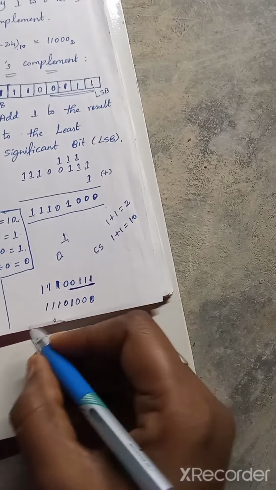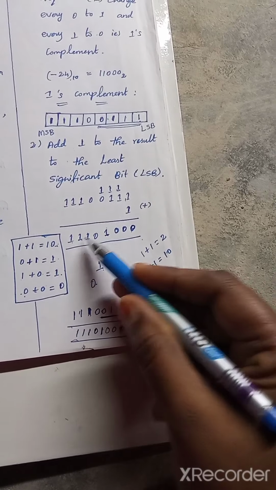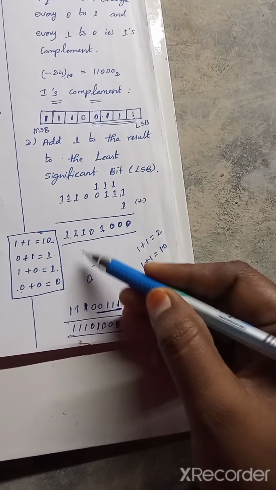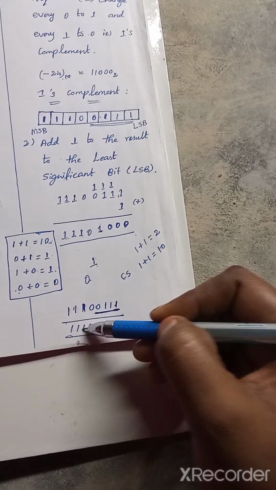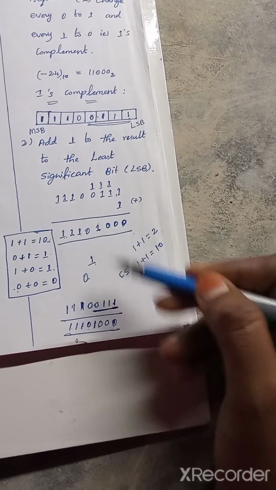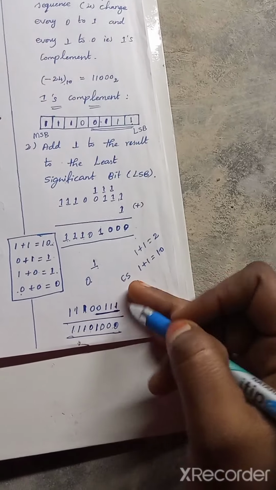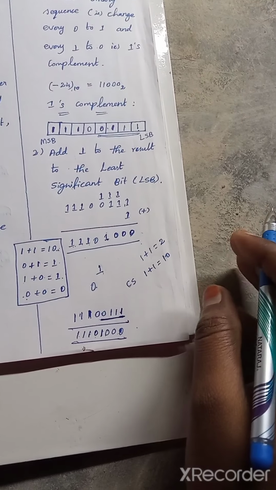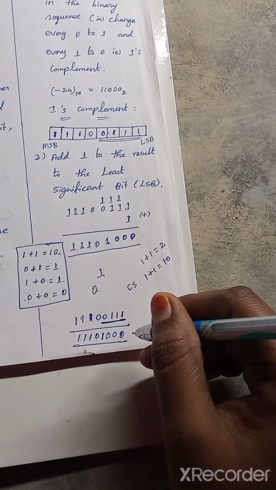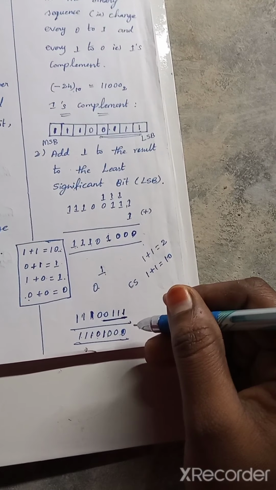Okay, can you understand? Can you check the result? See, 1 1 1 0 1 0 0 0. This is possible. This is the easiest simple method. Okay, in this way we also find the 2's complement representation.